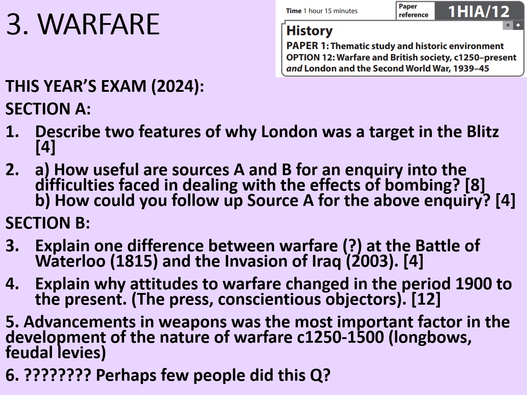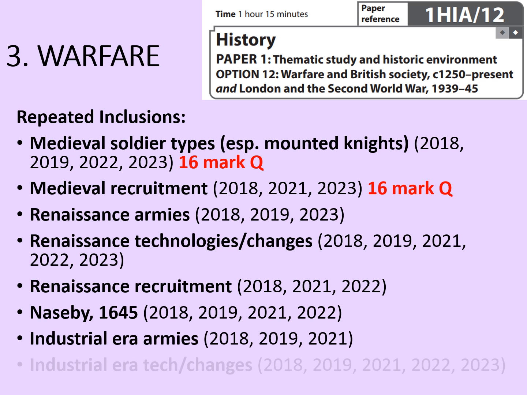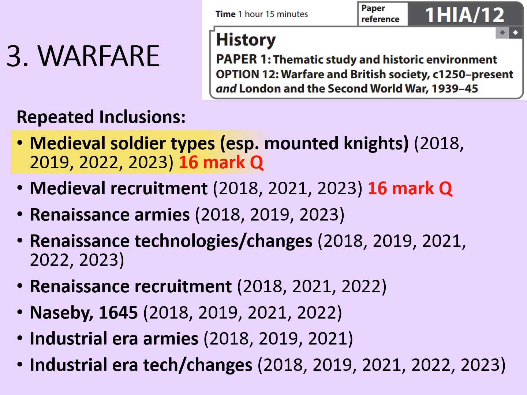So, assuming that all of these paraphrased questions are near enough correct, how many predictions did we get right? Let's have a look. These are all topics that I suggested were repeated inclusions in previous papers. It seems to me that the top 2 topics on medieval soldier types and recruitment would have been quite relevant to the 16-mark question that I do know about, question 5. So that was a good prediction.